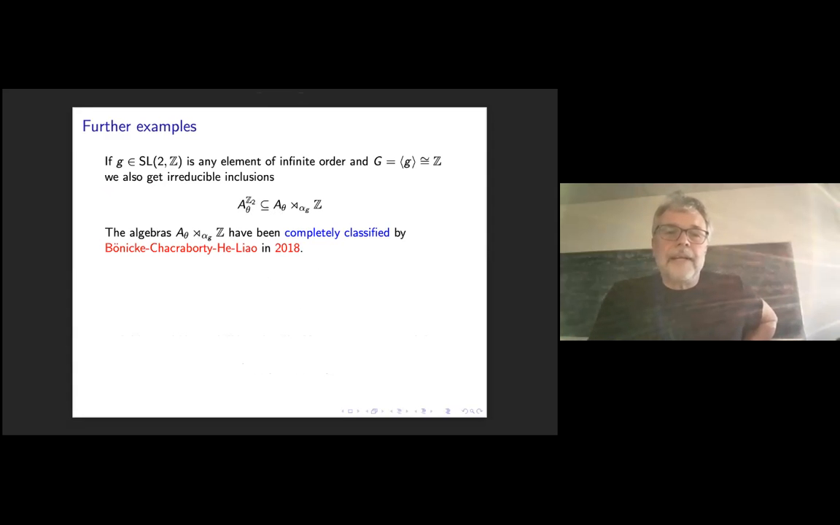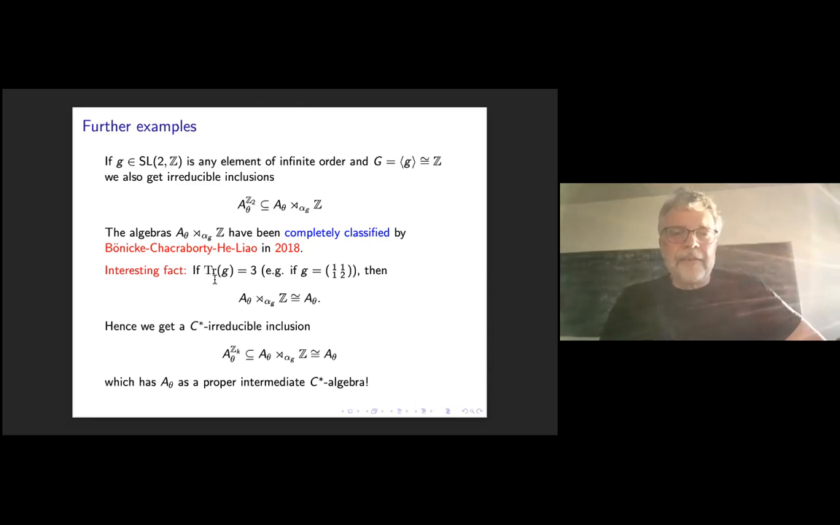They have been completely classified by a paper of Böhnecke, Chakraborty, Suofeng He, and Chenchao Liao in 2018. So Böhnecke and Chakraborty, I wrote Chakraborty, I think wrong. They were PhD students of myself here at the same time. And Suofeng He was a PhD student of Kawahigashi and spent 2 months in Münster as an intern during his PhD. And in this time, they came together and looked at this problem and gave very, very beautiful results.